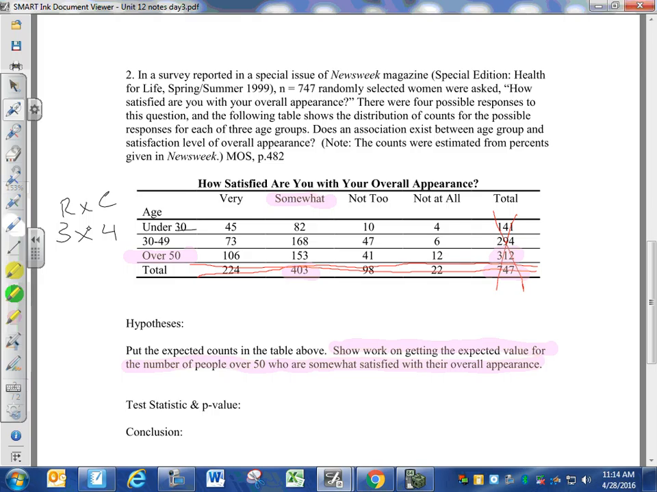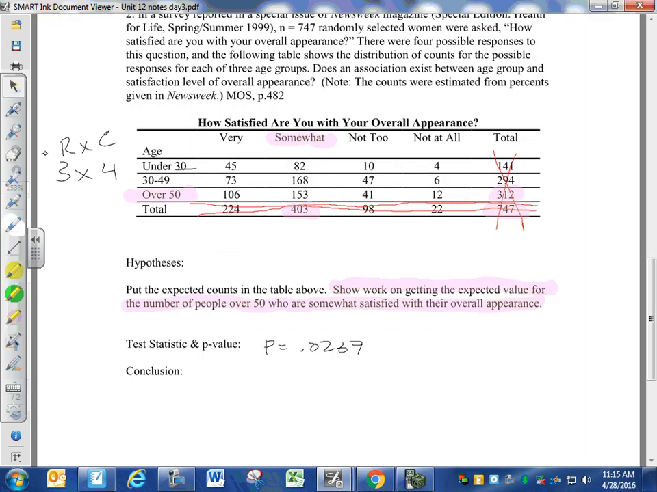0.0267. Anybody else get that? Yeah, all right, good. Okay, make sure you do everything else, include writing the hypothesis, the alternative hypothesis, doing the calculations to find the expected value, then writing your conclusion. Small p-value, reject the null, favor the alternative. Right? Yep, make sure we write our conclusion.